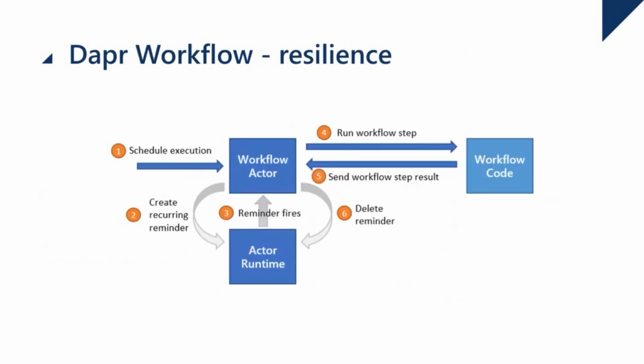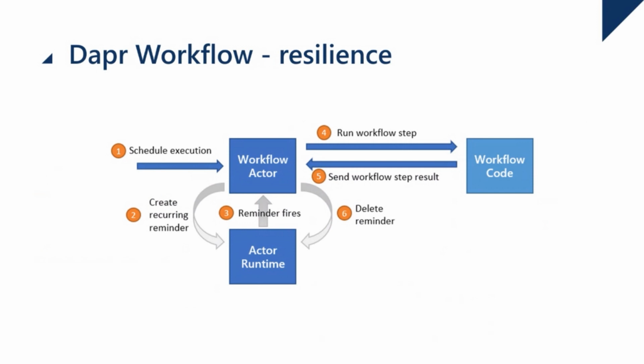Then let's look at how the actual workflow engine executes these activities. Well, you see here a schedule of an execution of a certain activity, let's say. But before it does that, it will create a reminder. And this reminder is really important because once the workflow actor calls the workflow code that you see on the right, and something goes wrong, then once the reminder fires, it will just retry to execute this step.